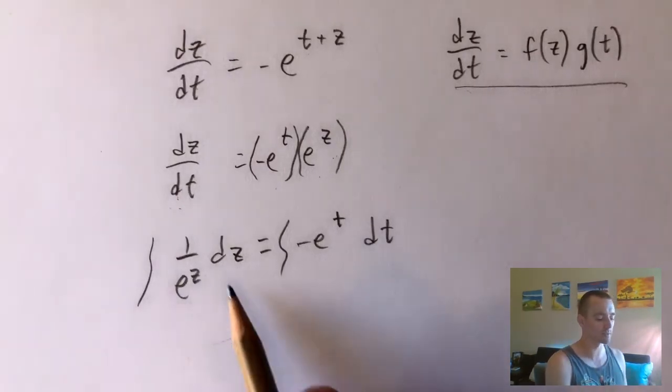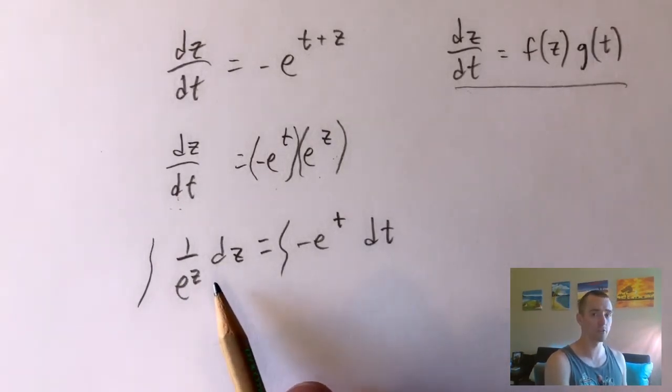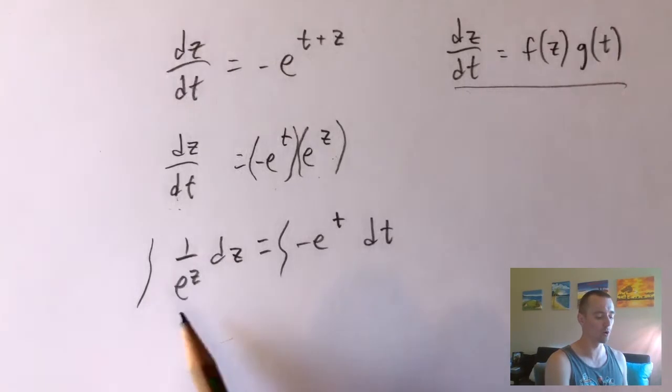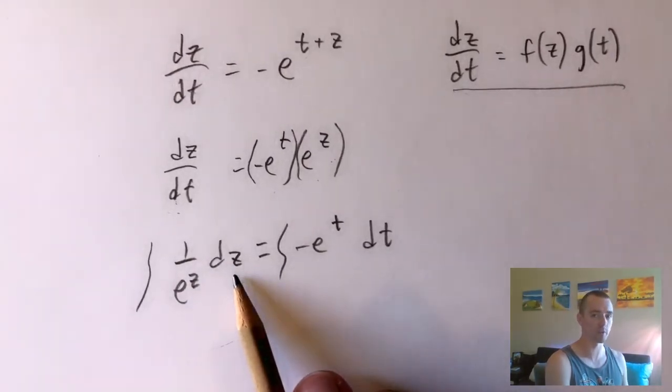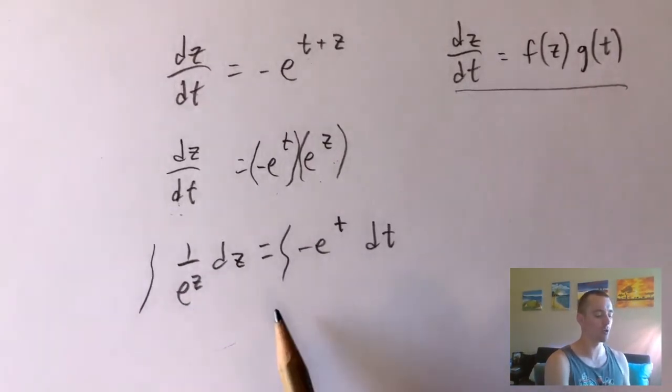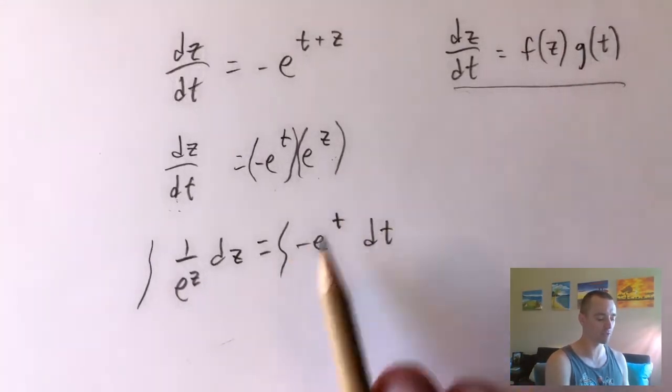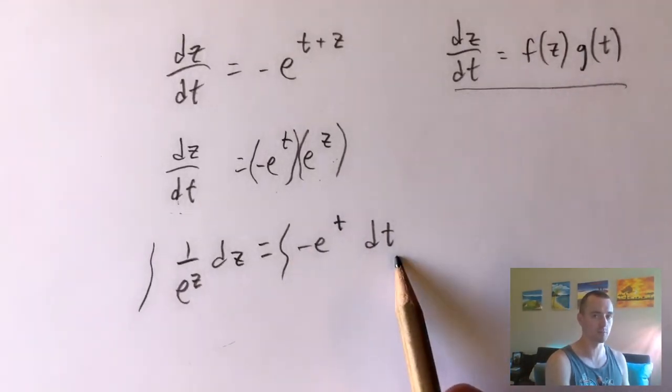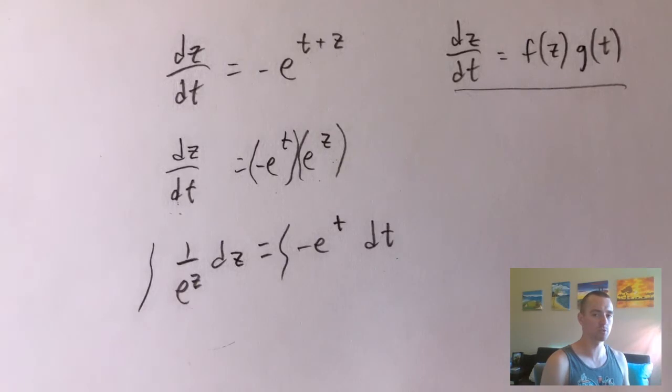The reason why this is nice is because now we have this function on the left side of our equation, 1 over e to the z, which we're integrating with respect to z. And then on the right side, we only have t's over here, and we're integrating with respect to t because we have our dt. So basically, once you get everything separated, you just integrate both sides.